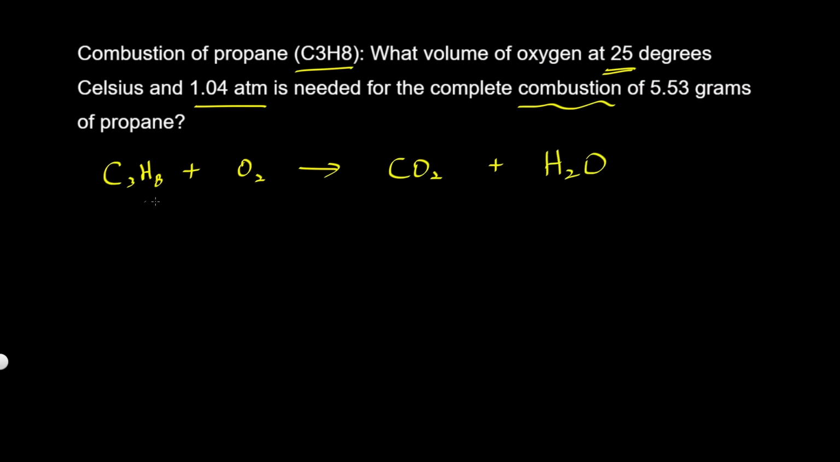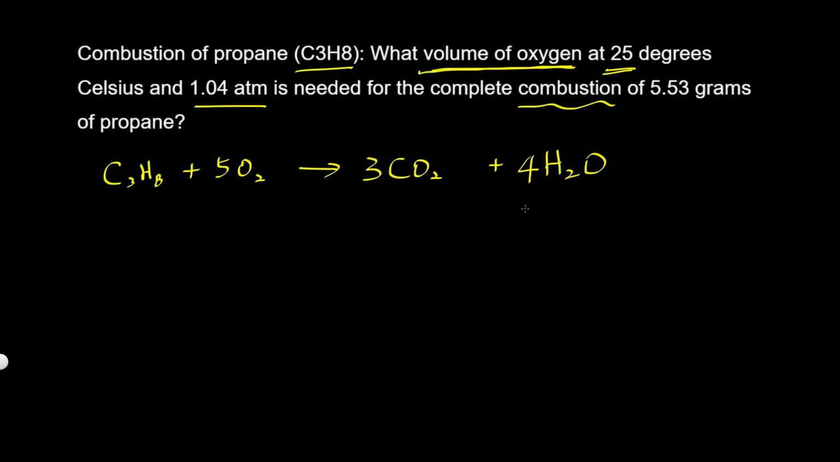Okay, so there are 3 carbons, so I'm going to put 3 here. And then there are 8 hydrogens here, so I have to put 4 here. You see how oxygen is everywhere? So I like to balance it at the end with that oxygen. So now let's see, how many oxygens do I have on the right side? That's 3 times 2, and then 4 times 1. I have 10 oxygens, so all I need is 5 there, and that should be it.